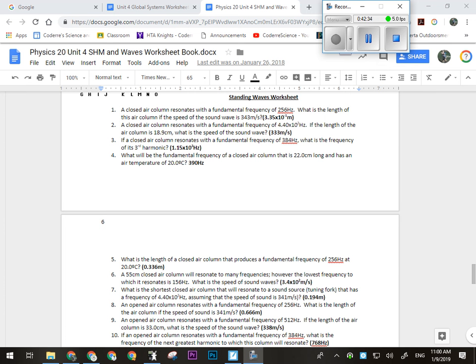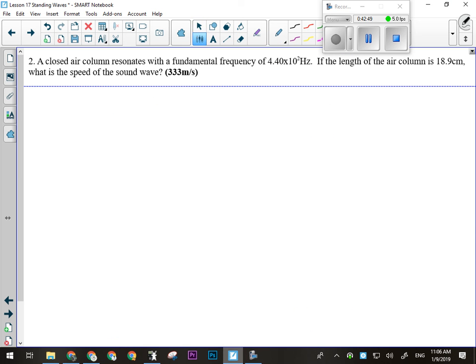Make sure you're paying close attention to what kind of air column it is. For closed air columns, remember it's lambda equals 4L, but if it's an open air column, lambda equals 2L. So you just have to make sure you're looking at what type of air column it is. You're going to run into a couple of questions on this sheet where you have to use this formula.